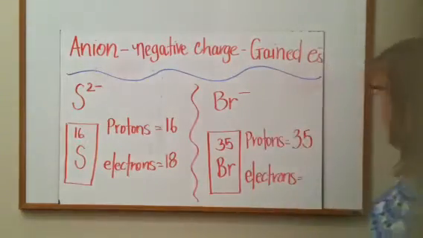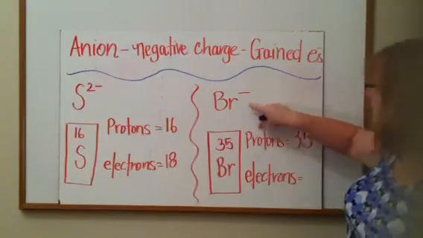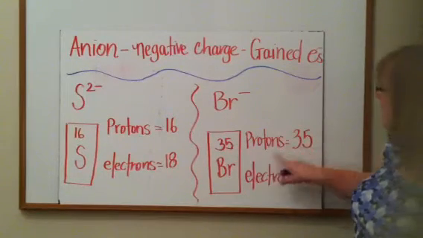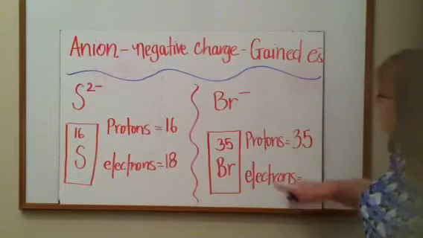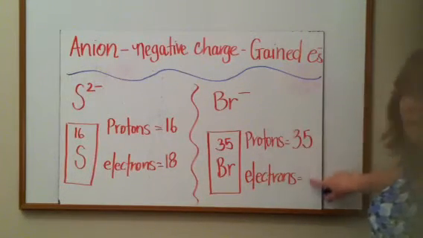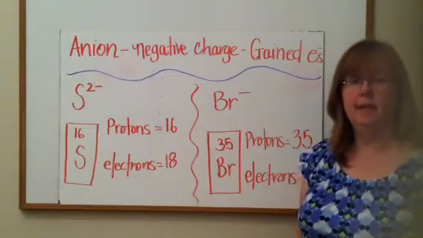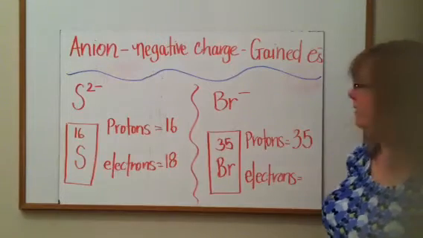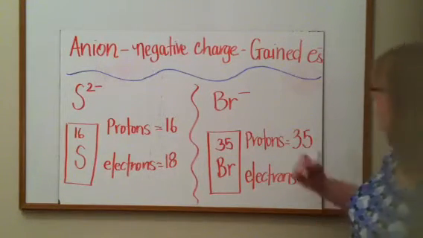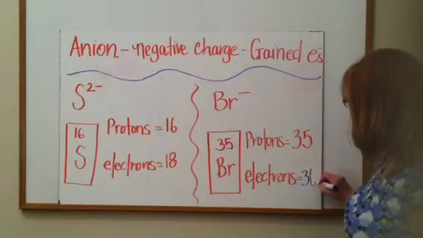Let's try one more. Here's bromine with a negative 1 charge. We call it bromide. Go to the periodic table, we have atomic number 35. Therefore, we have 35 protons. Because of that negative 1 charge, it means that our protons and electrons are not the same. Negative means we have more electrons than we have protons. Electrons are what are negative. And we have 1 more electron than proton. So therefore, bromide has 36 electrons.